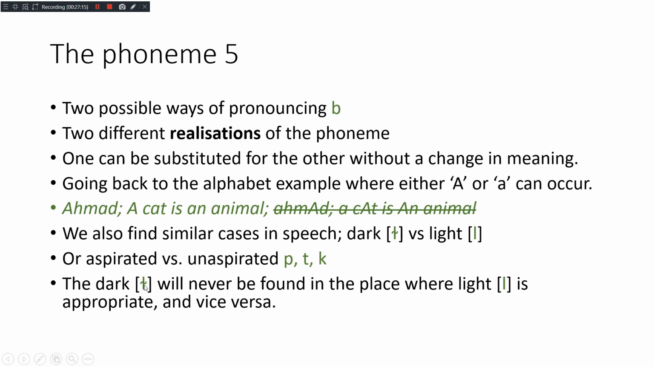Both dark L and light L are different realizations of the same phoneme, just as a capital A and a small a are different realizations of the same letter, although they cannot be used in the same place. So you see how we decide on the number of phonemes. If the meaning changes, they are different phonemes. If the meaning doesn't change, although they cannot be used in the same place, then they are not different phonemes. They are realizations of the same phoneme.